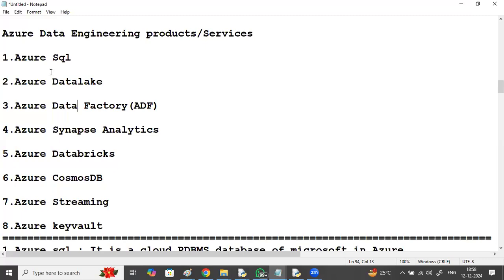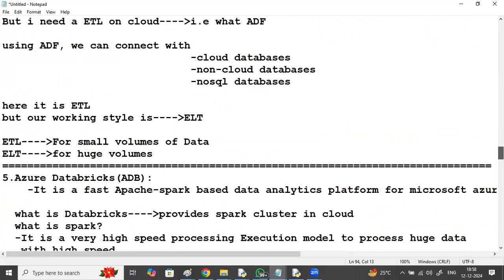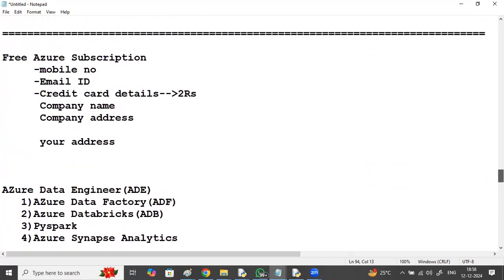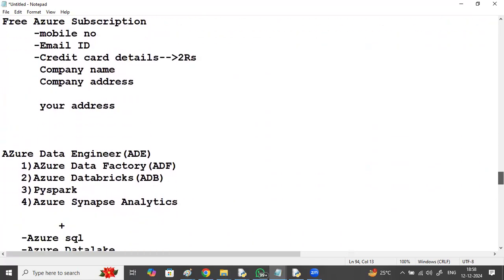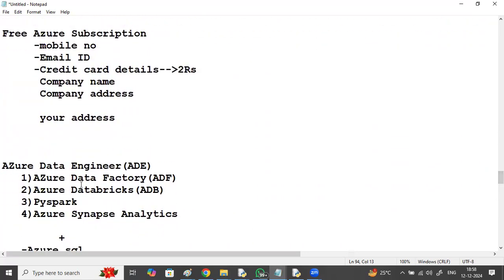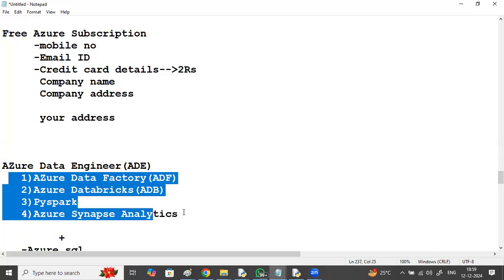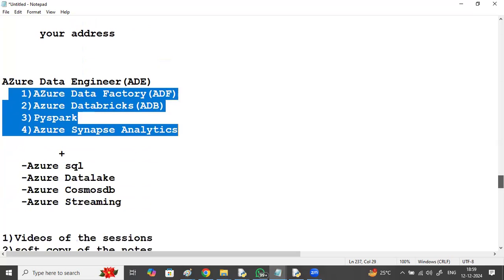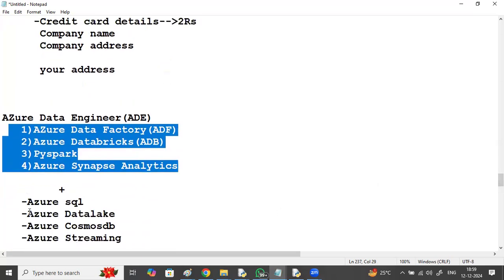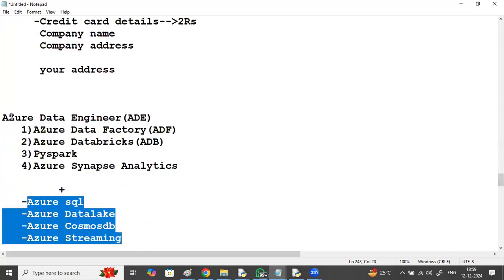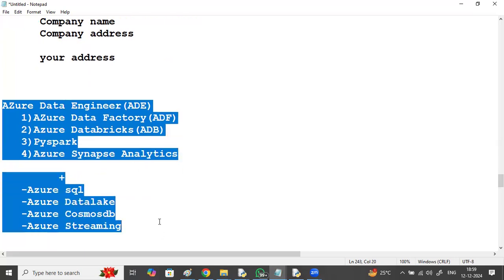Fine. And sir, you also told that you'll cover PySpark, Python, and SQL? So here, Azure Data Engineer: Azure Data Factory, Azure Databricks, PySpark, and Azure Synapse Analytics. These are the things I'm going to discuss. Apart from this, my discussion will be on Azure SQL, Azure Data Lake, Azure Cosmos DB, and streaming.